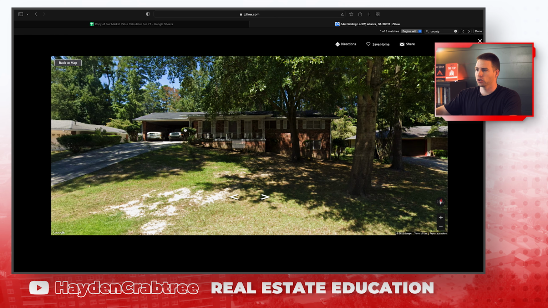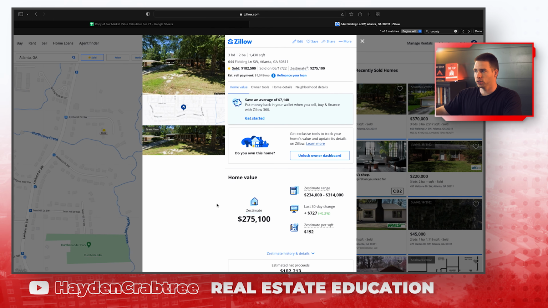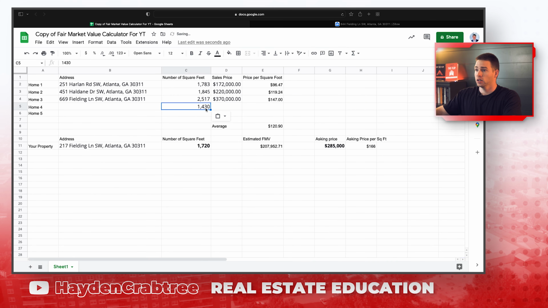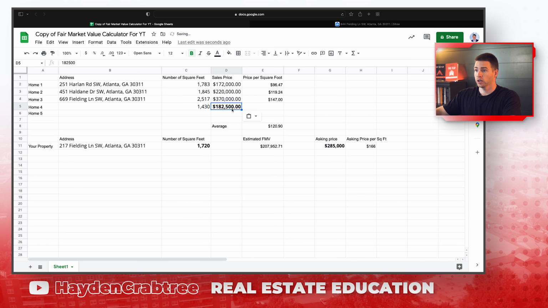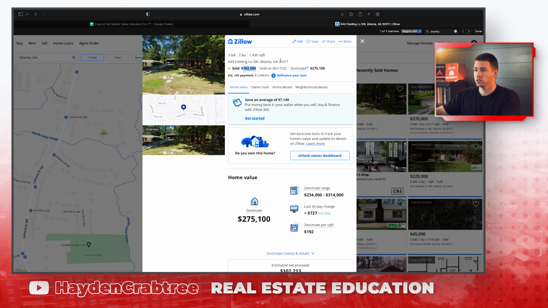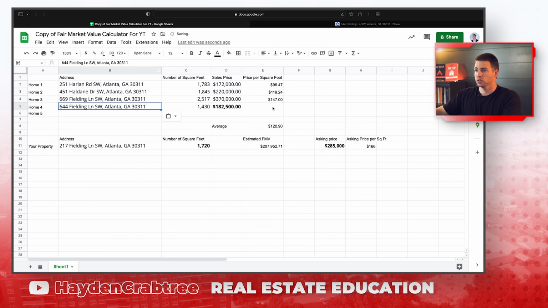So this one right here sold just a couple weeks ago. This one looks like a pretty good comp. 2-car carport, I like that. So this one is 1430 square feet, right? And it sold for $182,500. And the address, 644 Fielding Lane. And let's drag this down, 127 a square foot, so that bumped us up a little bit.